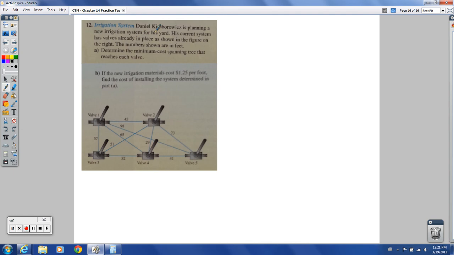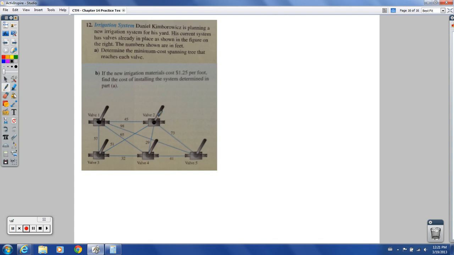So we have this irrigation system. Daniel Borowitz is planning a new irrigation system for his yard. His current system has valves already in place as shown in the figure on the right, and the numbers shown are in feet. So we've got to determine the minimum cost spanning tree that reaches each valve. And so here are my different valves.